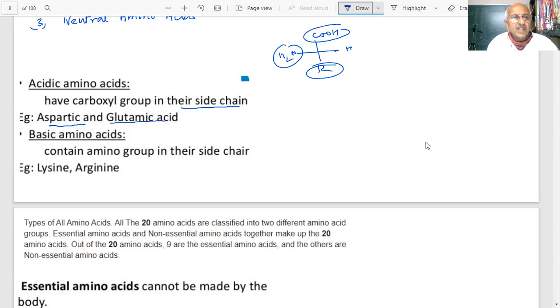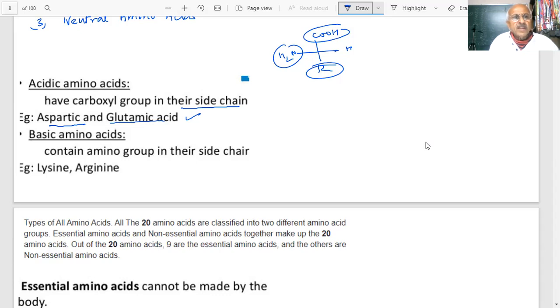Examples are aspartic acid and glutamic acid. At least one name we should know, student. If in the paper they say aspartic acid is neutral, acidic, or basic, the answer is acidic. So any such questions can be put before our students. So aspartic and glutamic acid.